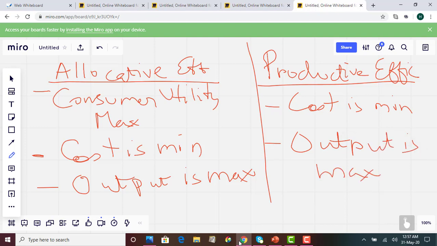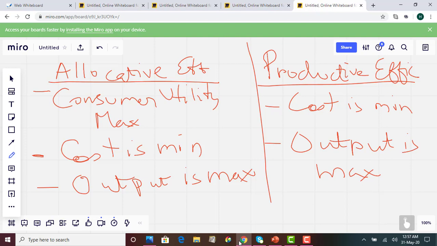But consumer satisfaction is not maximized, or we do not have any information about consumer utility or consumer satisfaction. So that's the basic difference between allocative efficiency and productive efficiency. Allocative efficiency considers consumers and producers. Productive efficiency only focuses on producers or businesses, and it is achieved when the cost to produce a good is minimized and, with a limited number of resources, we are producing the maximum quantity of the goods. So that's when we are going to have productive efficiency.